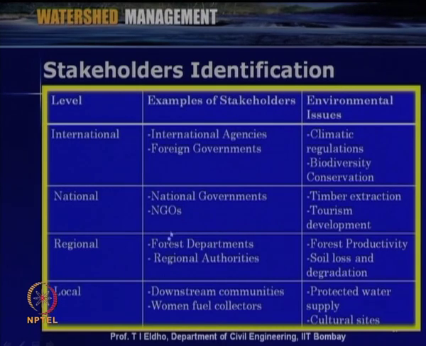Then local stakeholders, for the particular watershed: the various communities involved, the various people within that area, human groups, or user groups. For example, the issues can be protection of the available water resource, rotation of grazing as far as cattle management is concerned, forest utilization, cultural sites, etc. These are some of the ways in which we identify the stakeholders, the concerned levels, and the various issues concerning the stakeholders.